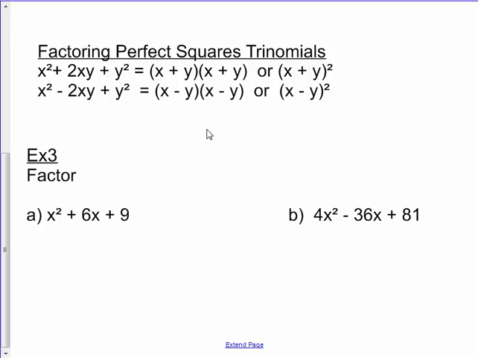So if I look at example 3 here, I look at the 9 here. Well, 9 is 3 squared. So if we look at factoring perfect square trinomials, here are things I look for. It's a positive 9, which means either plus plus or minus minus. Notice here, if the middle term is positive, it's going to be plus plus. If the middle term is negative, it's going to be minus minus. So in this one, I know it's going to be plus plus.